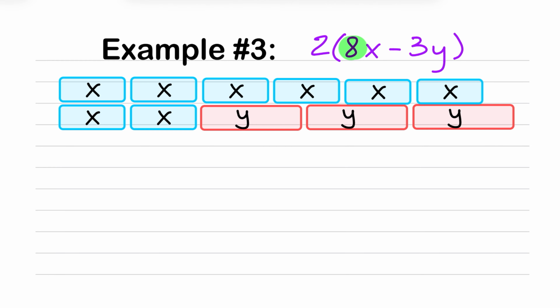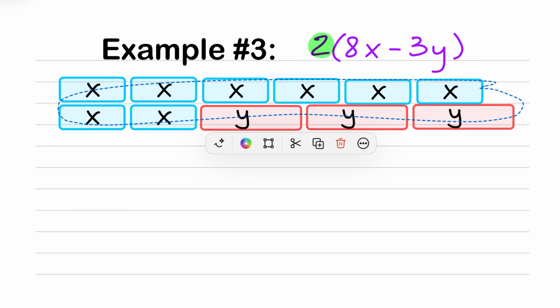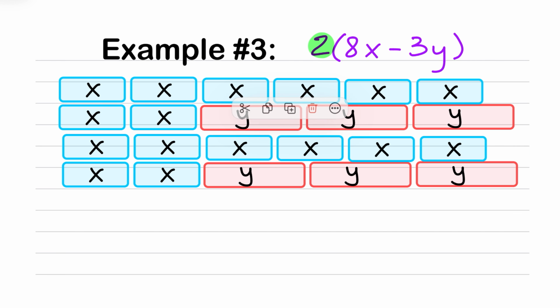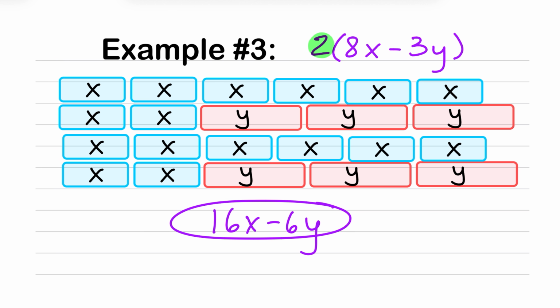In this example, we have 2 times the quantity 8x minus 3y. 8x minus 3y is shown in the algebra tiles. The 3y is negative, so it is in red. Now we're going to double it. Count up all the x's to get 16x. Count up all the y's to get 6y. Because the y's are negative, we're going to write it as minus 6y.